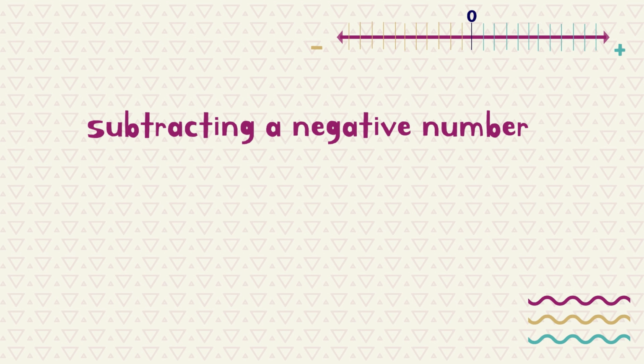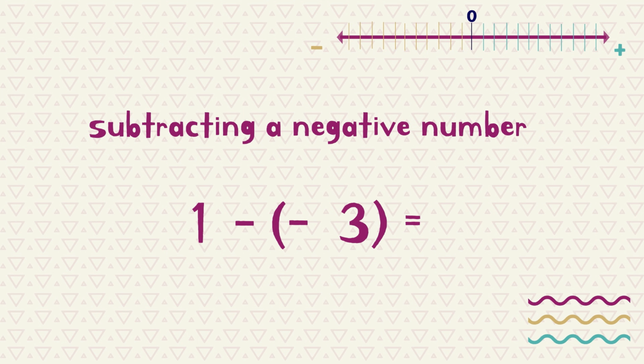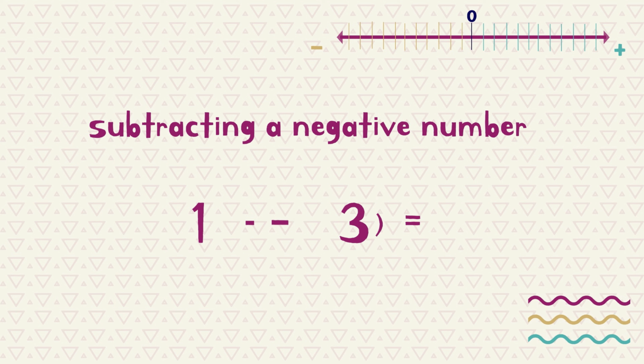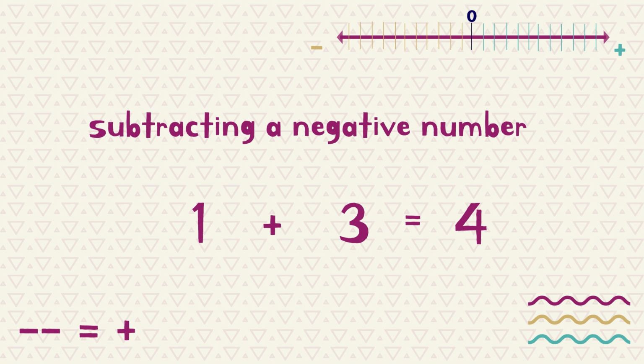Now, let's look at how to subtract a negative number. Here, we are subtracting a negative 3 from the number 1. The rule is, if you are subtracting a negative number, you are actually just adding. Therefore, you can change the 2 signs to an addition sign. This may sound confusing, so let's look at a real-world example.